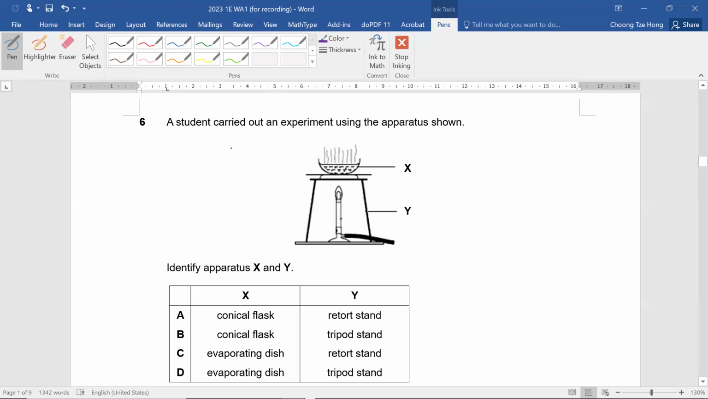But over here you can see that they are using a Bunsen burner to evaporate some liquid or water. So over here X will be the evaporating dish. And then Y, although they show only 2 legs, this is how you represent the tripod stand. It's not a retort stand. A retort stand is the one that is very tall and has a clamp on it for you to grip onto objects. So the answer would be D, evaporating dish and tripod stand, D.